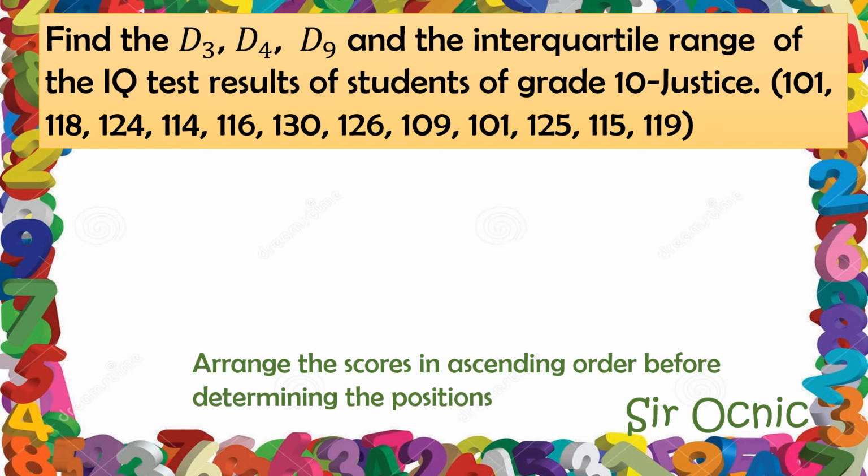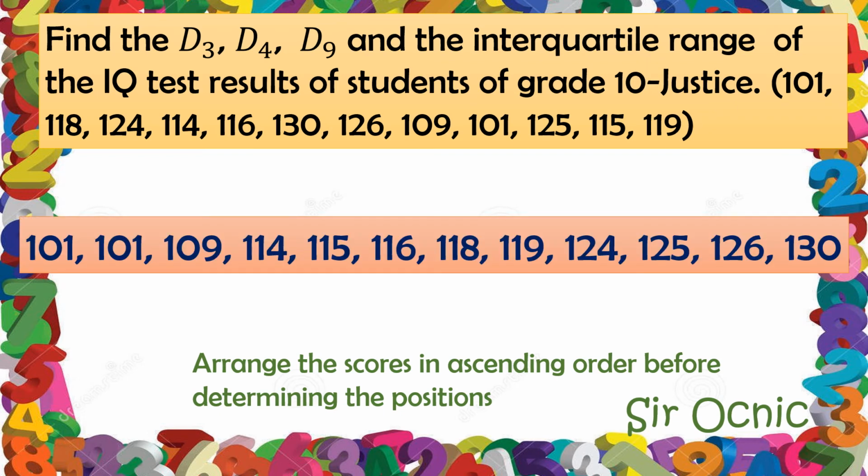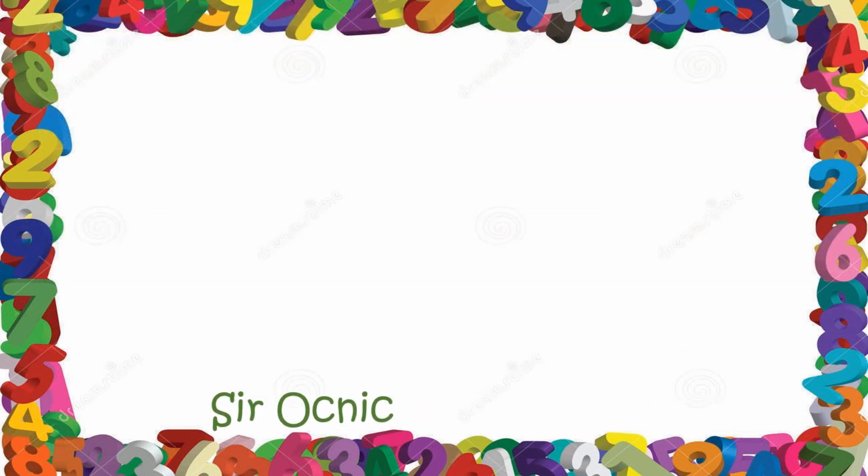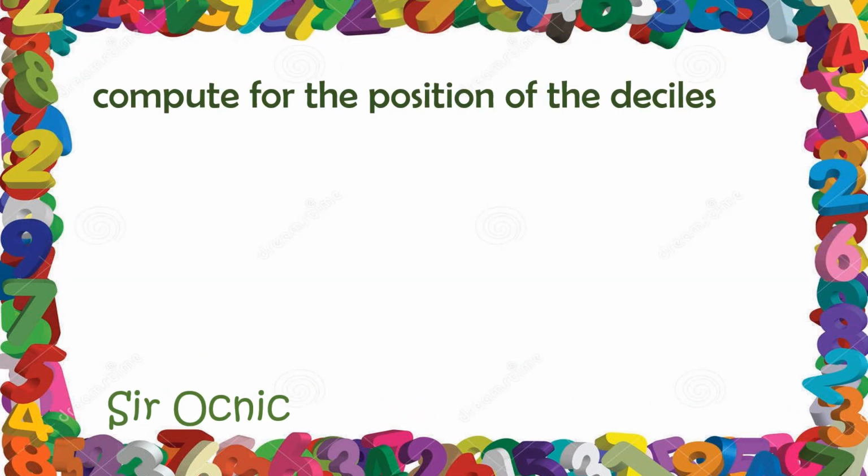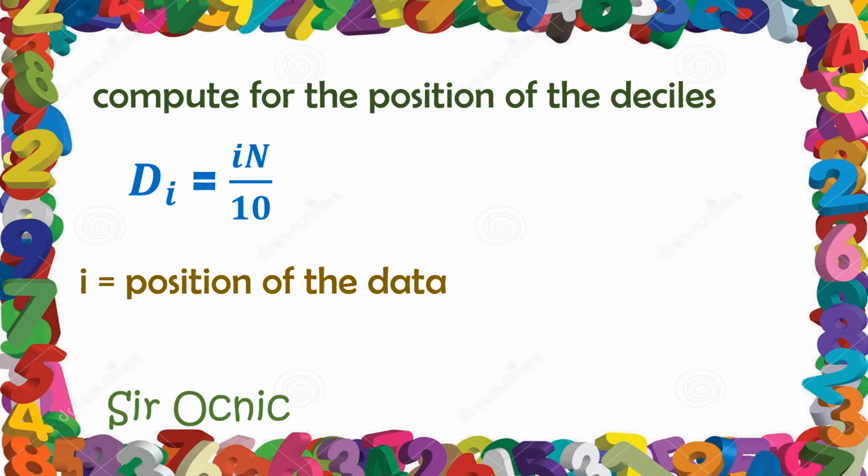Let us now discuss your work. The first thing to do is to arrange the scores in ascending order before determining the positions. The correct order is this one. Using the arranged scores, let us first compute for the position of the deciles.